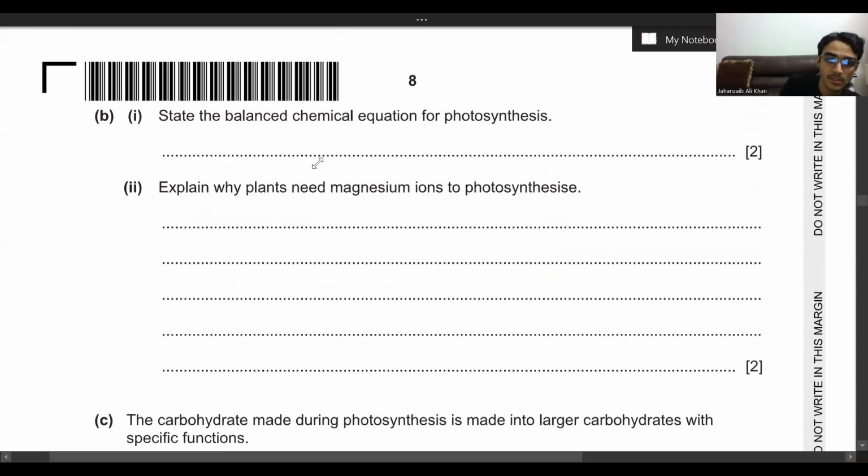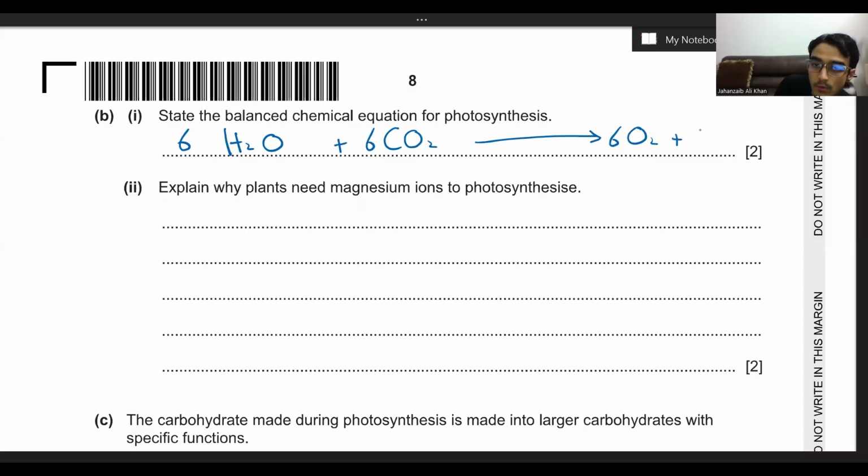Balanced chemical equation for photosynthesis. This is very simple. You should be able to do this yourself. It's the exact opposite of the equation for respiration. Here we've got 6 molecules of H2O added to 6 molecules of carbon dioxide, producing 6 molecules of oxygen and 1 molecule of glucose, C6H12O6, perfectly balanced under the effect of what? Light.